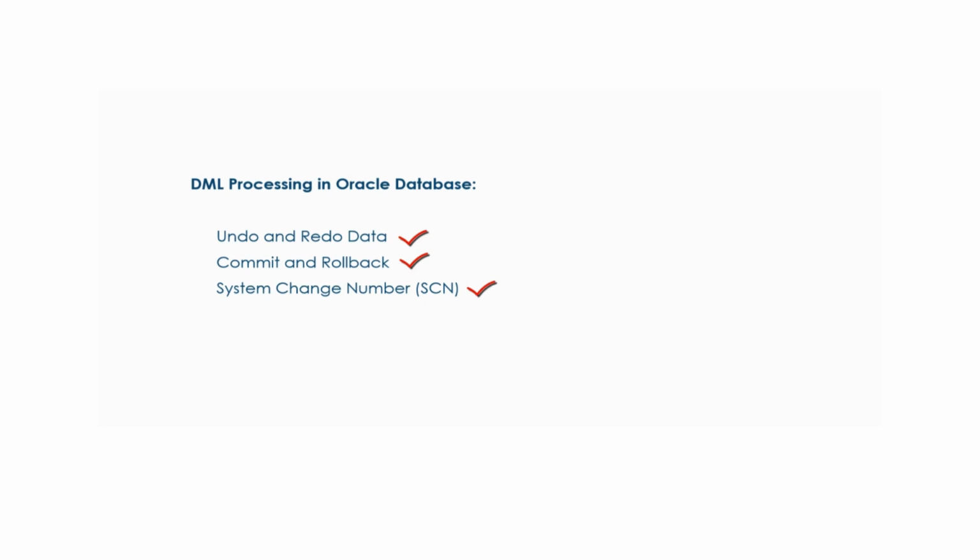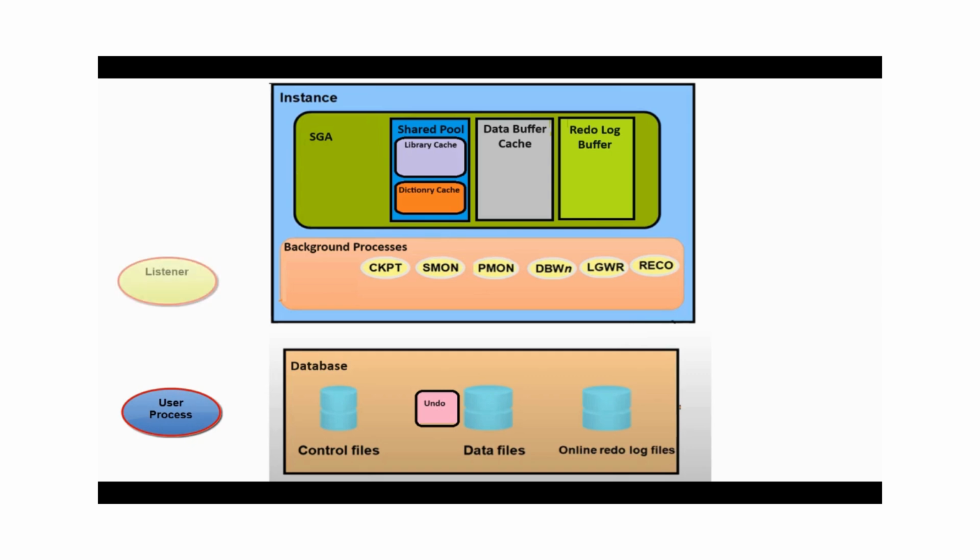We learned in the previous video that when a user wants to connect to the database, he first connects to the listener. The listener connects to the Oracle instance and creates a server process. After verifying the connection, a session is opened directly between the server process and the user process. Let's assume that the user requested to make a modification to the employee table: update employee set salary equals 4,000 where employee ID equals 18. The statement is sent to the server process.